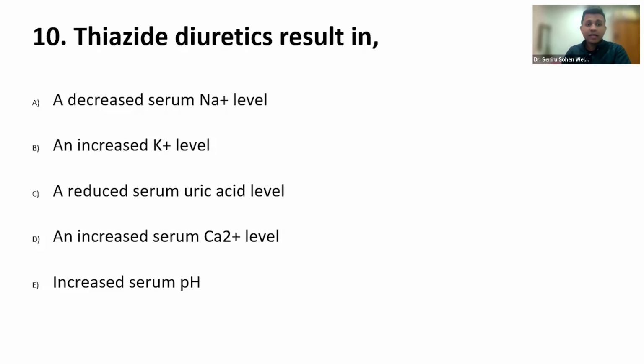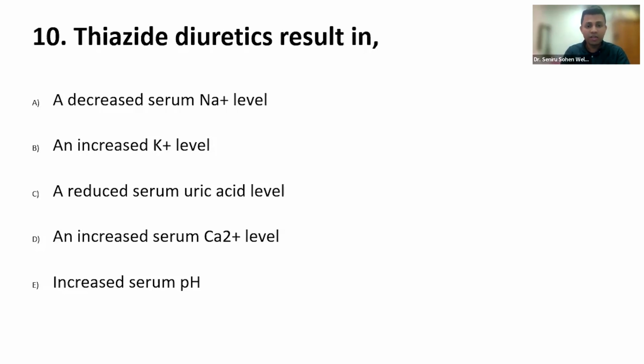It increases the potassium level. No, thiazide is a potassium losing diuretic similar to furosemide, and it will cause low potassium, whereas increased potassium is seen with diuretics like spironolactone. Thiazide will cause reduced serum uric acid level. No, it is false. Thiazides can precipitate gout by increasing the uric acid level.